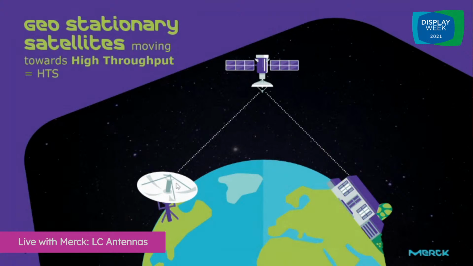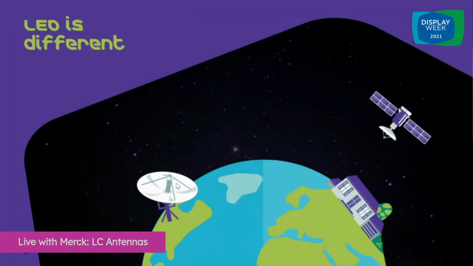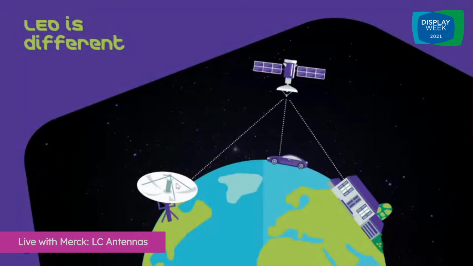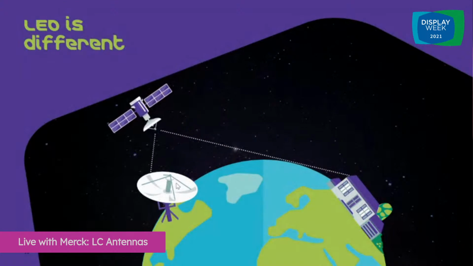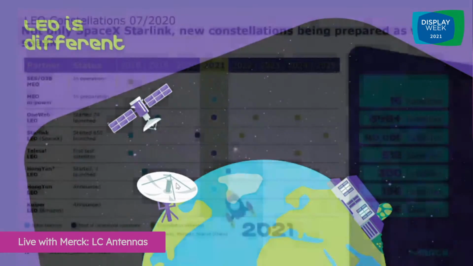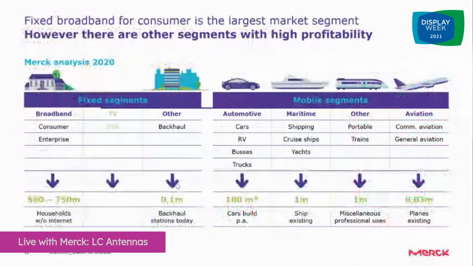So we've seen two scenarios right now. One is that the geostationary satellites are going for high throughput to get a lot of data out there, and for every car that's moving, you also need a beam steering antenna. With LEO, as you can see here, the satellite is also moving, and you need an antenna that then follows the satellite. So these are all the constellations. Here we see all the use cases we look at.